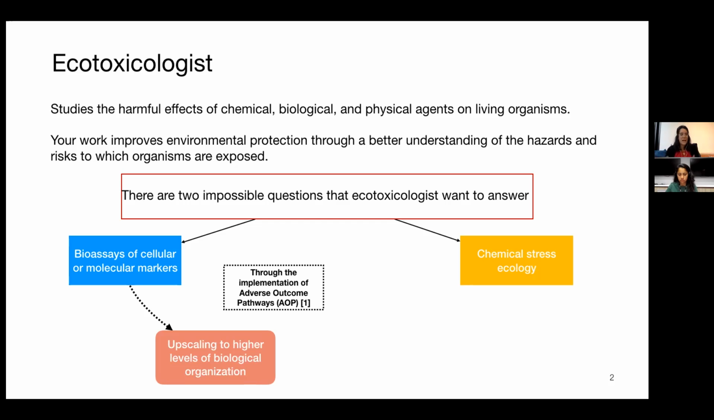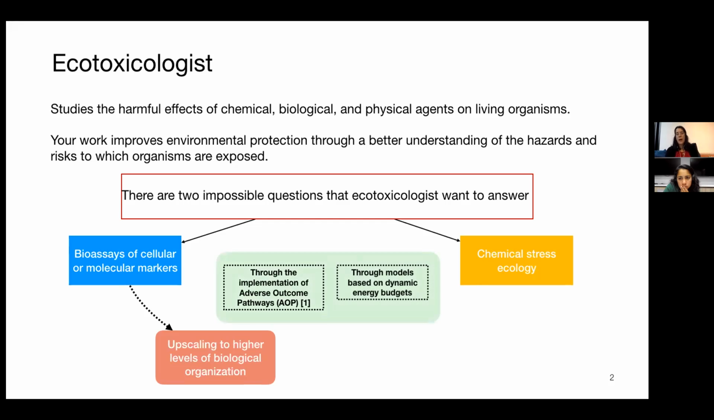The other approach is chemical stress ecology, and it treats pollution as one of the many factors or variables that have an effect on the species and the populations. On one hand, this approach aims to provide ecological realism to the environmental risk assessment. On the other hand, it fails to discriminate whether the effects that we are observing are due to one single contaminant or to a mixture of them.